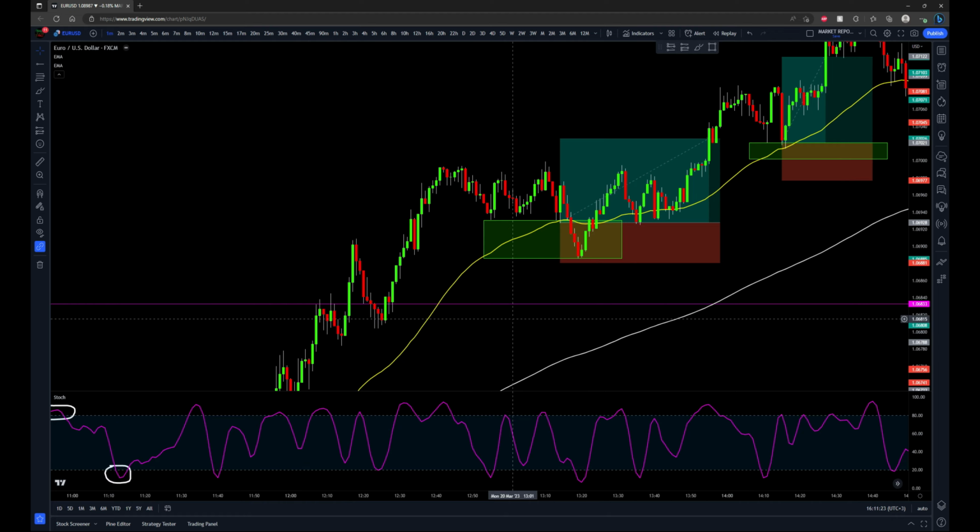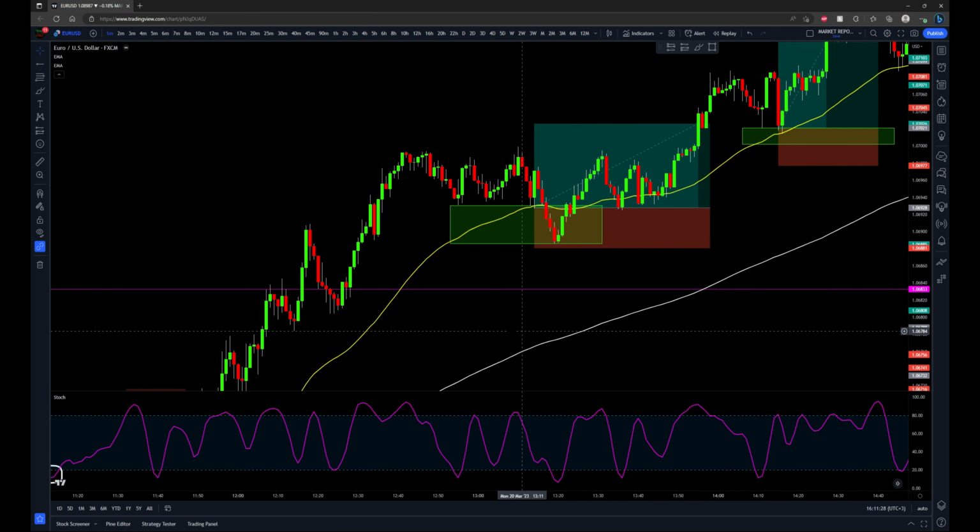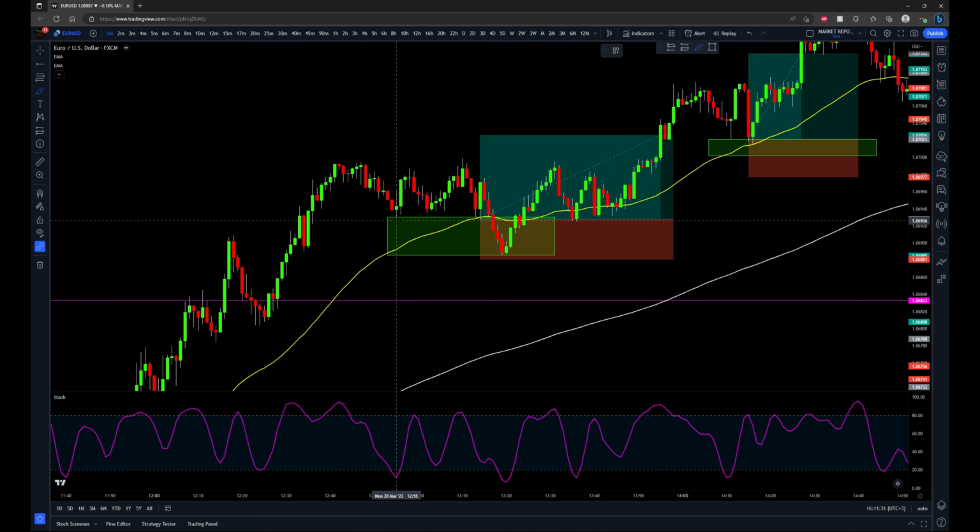Okay. Here's another one. So we get into an uptrend. Yellow is over white. This is the next example. So why is this a significant low?